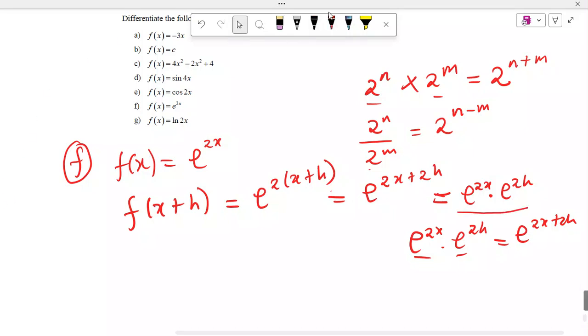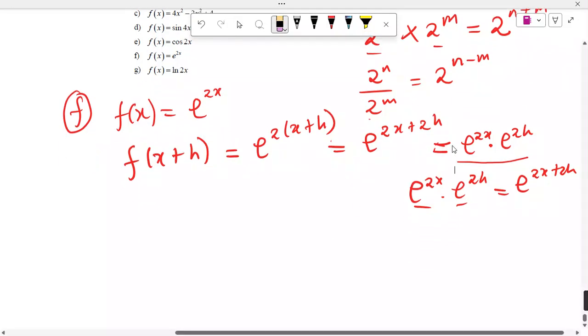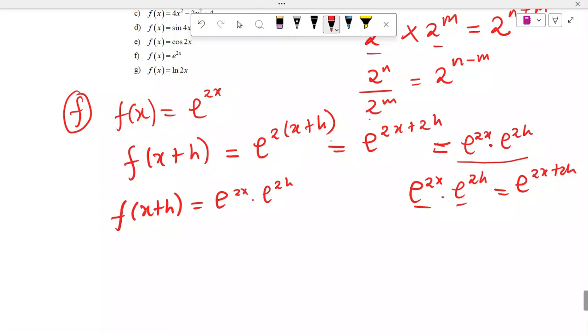Okay, so next, let me write it here. Let me just write our f of x plus h. This is e to the power 2x times e to the power 2h. Okay, so I'm writing them like this. You see why I've written them in this order, which is the factorized form, in the form of multiplying indices. Yeah. So now we apply our formula.